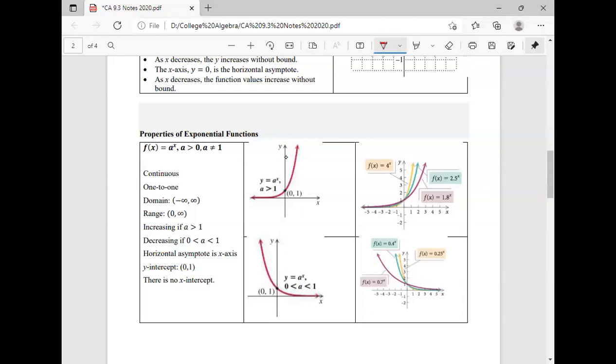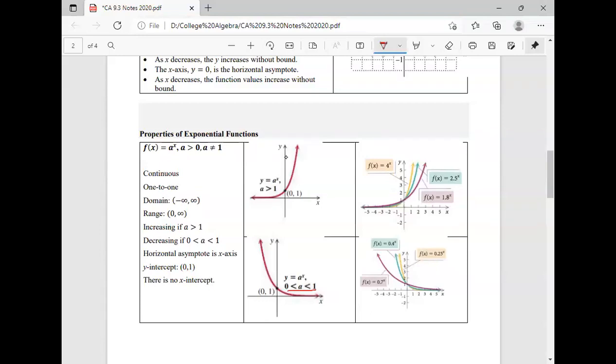But then look what happens down here whenever we pick something where a is between 0 and 1. Things that are between 0 and 1 would be fractions, like our 1/2 that we just used. That would be exponential decay. So 0.7, that's a number between 0 and 1. 0.4 is between 0 and 1. 0.25 is between 0 and 1. You're going to have exponential decay. It's going to be going the opposite way.